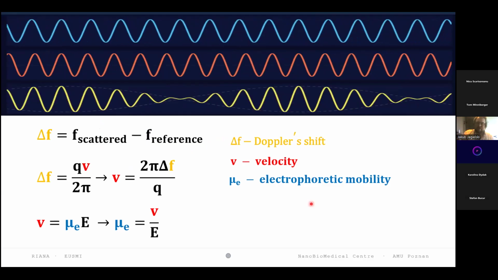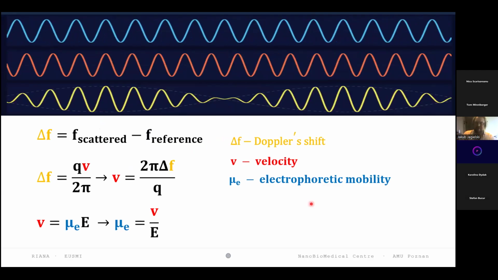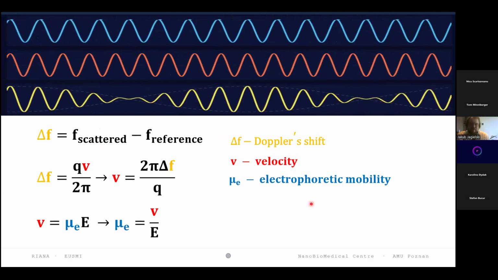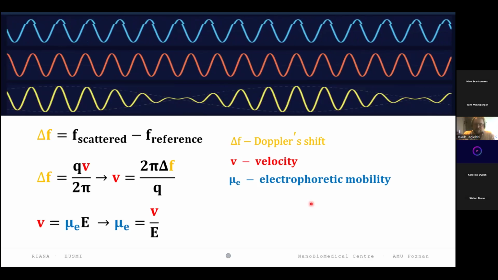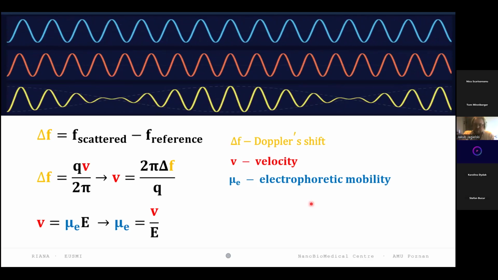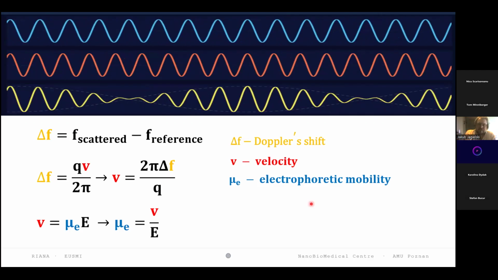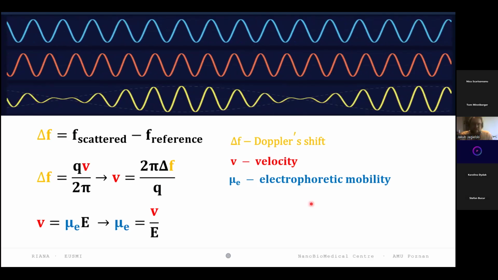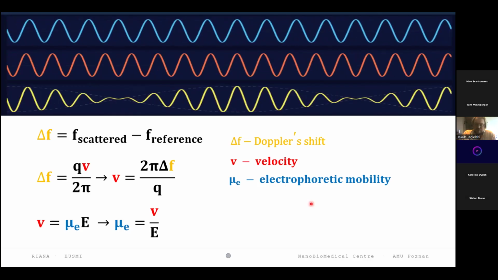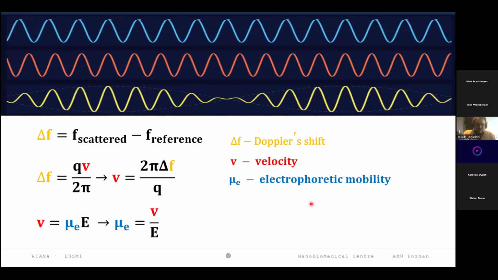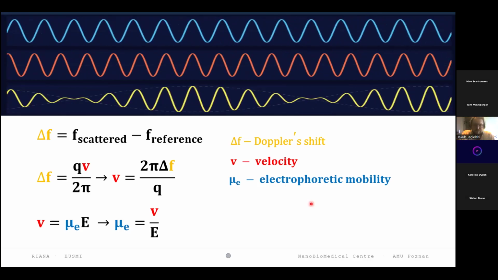So the derivation process proceeds as follows. It's very easy, I think. The Doppler shift is the difference between the scattered and reference frequencies. From this frequency shift, the particle velocity is calculated. And then, since the electrophoretic velocity is proportional to the applied electric field strength through the electrophoretic mobility, we obtain that mu equals velocity over electric field.